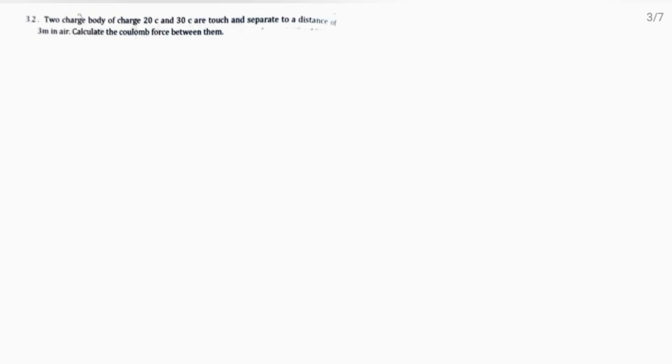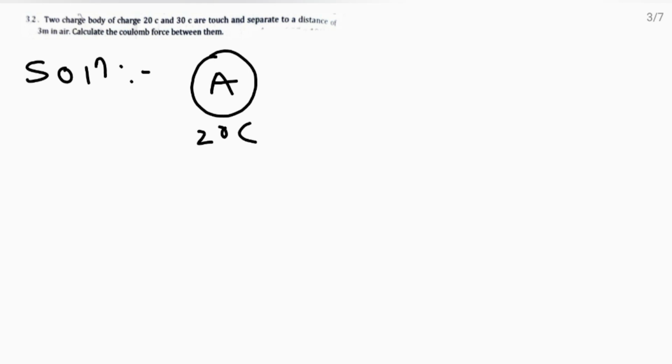Next question was, two charged bodies of charge 20 coulomb and 30 coulomb are touched and separated to a distance of 3 meter in air. Then calculate the Coulomb force between them. So solution. There are two charged bodies, A which has charge 20 coulomb, touched with another charged body, B which has charge 30 coulomb.